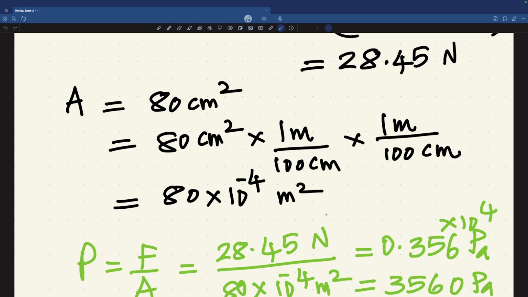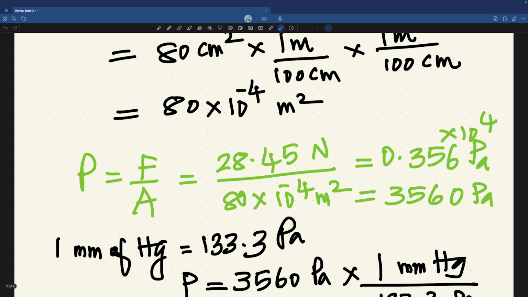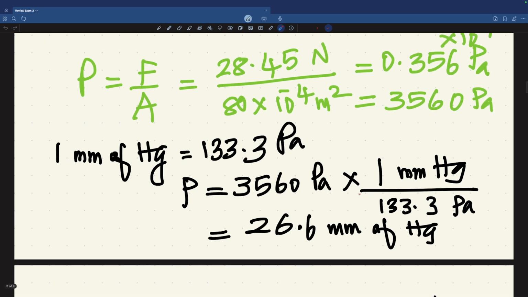And then finally, since we have the force and we have the area, divide them. Be careful. And then you get it in pascals, 3560 pascals. And then we need to change it into millimeters of mercury. The conversion is 1 millimeter of mercury is 133 or 133.3 pascals, whatever is given. So do the conversion and you get the answer in millimeters of mercury. That's how you do that.